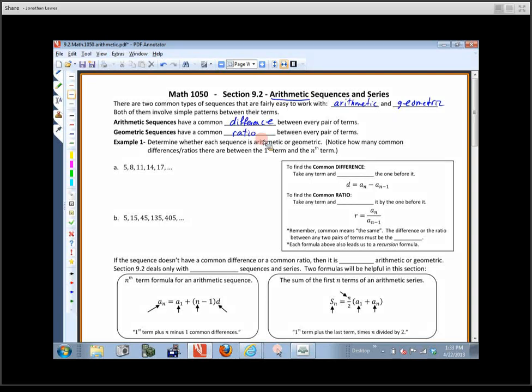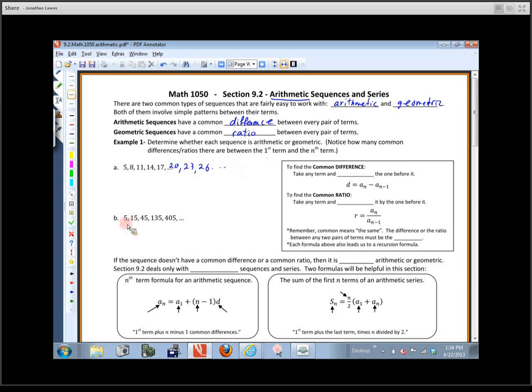Okay? So in this first example, it says determine whether each sequence is arithmetic or geometric. I'm telling you it's one or the other. And it says notice how many common differences or common ratios there are between the first term and the nth term. So here's how we'd look at this. Now clearly if I start off with 5, and they both start off with 5, and then go to 8, 11, 14, 17, that's enough that you can spot the pattern. What's the next one in line? 20, then 23, then 26, and so forth. Okay, so spotting that pattern is pretty easy.